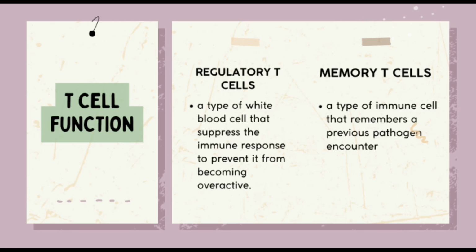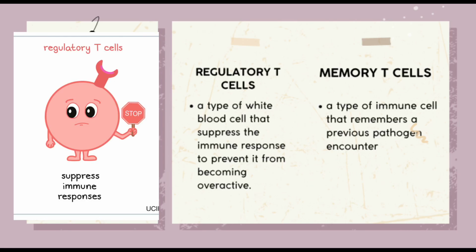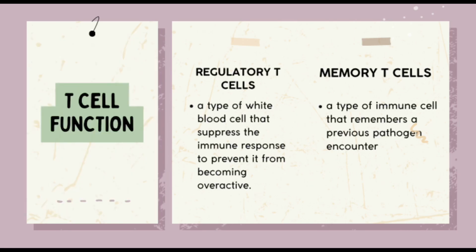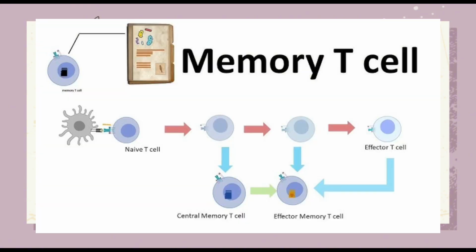Next type of T cell is the regulatory T cell. It is a type of white blood cell that suppresses the immune response to prevent it from becoming overreactive. They are actually crucial for maintaining immune tolerance, preventing the body from attacking its own cells. Lastly is the memory T cell, a type of immune cell that remembers a previous pathogen encounter. So it enables a faster and stronger immune response upon re-exposure. They are usually long-lived and are created after an initial infection from a small fraction of activated naive T cells.